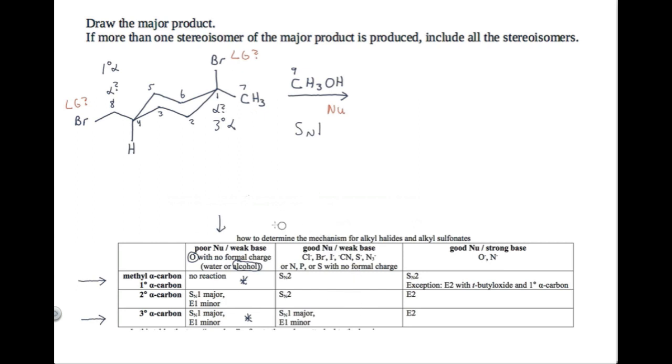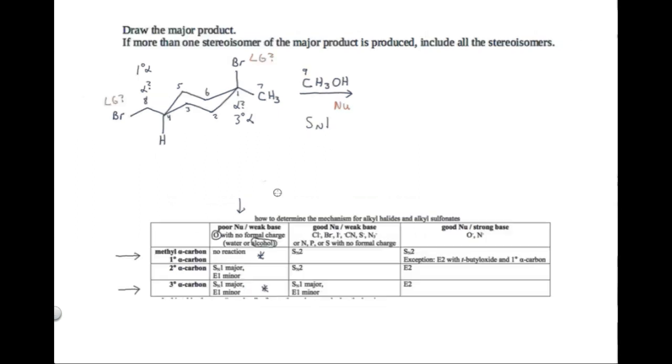The table tells you that carbon 8 will give us no reaction, and carbon 1 will give us an SN1 reaction. Now, why is there no reaction in this cell of the table? Do you know why there's no reaction in this cell of the table? Well, that is a topic which we will discuss in a later video in this series.